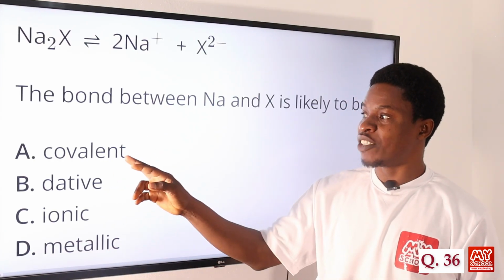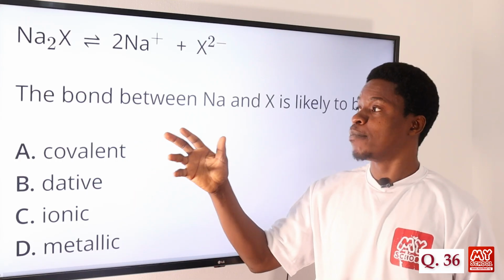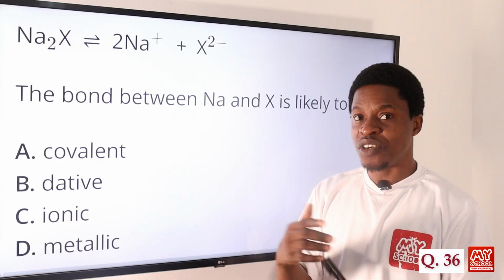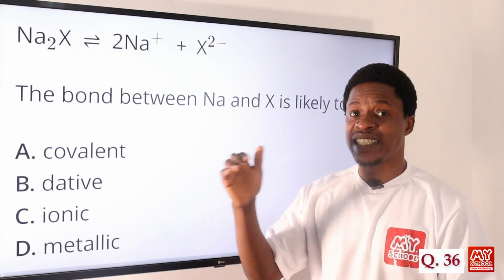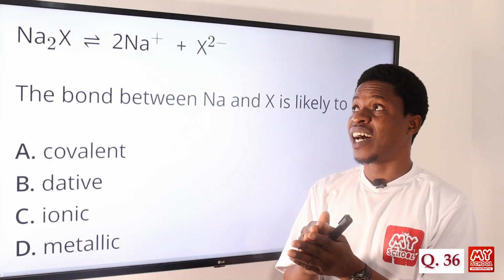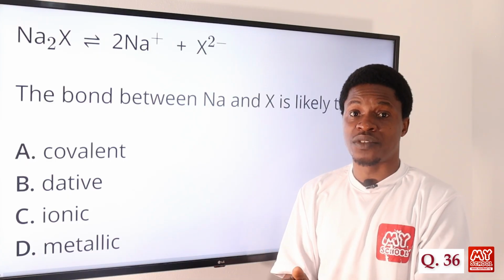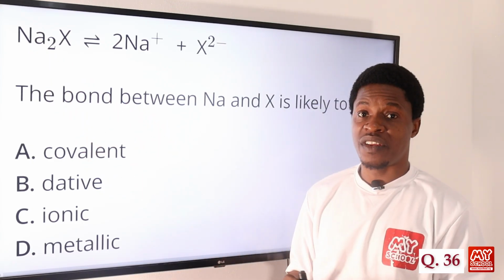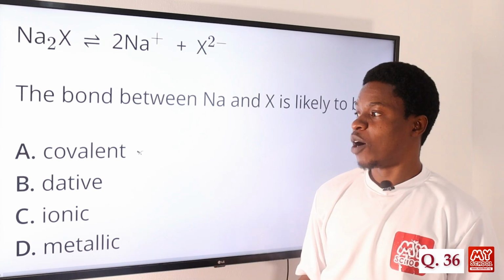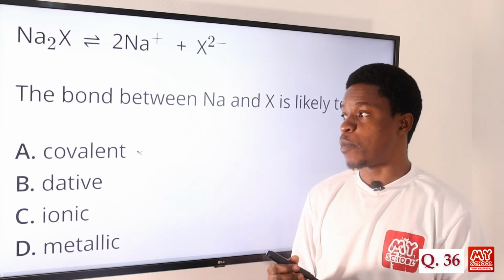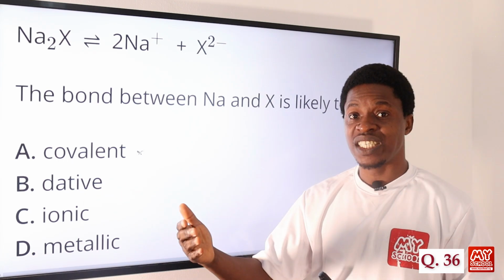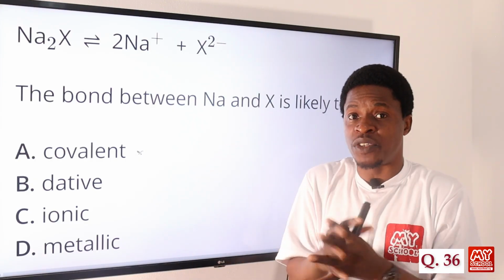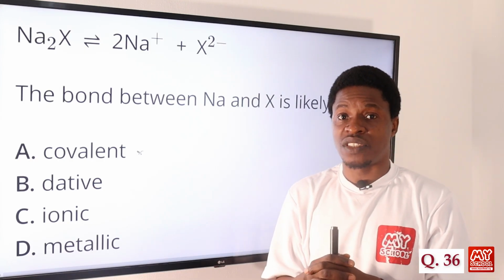Number 1, it cannot be covalent because covalent bonding is a bond that is formed between molecules that are usually non-metals, and that usually will entail the sharing of electrons. But in this case we have sodium here. This is a metal, so it cannot be covalent. So this one is eliminated. Option B says dative. Dative is a type of covalent bonding. We call it coordinate bonding. In that case, the 2 atoms that are bonding together will share electrons.